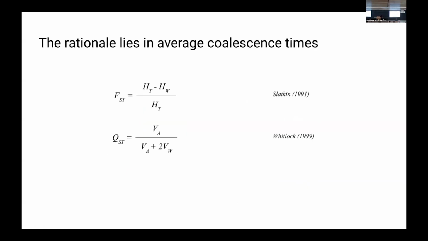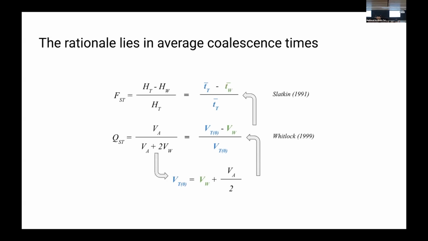So why would this happen? Well, if you look back at the theoretical literature on QST computations, you can find that the rationale lies in average coalescence times. There is a lot of literature pointing in that direction, and one informative one was from Mike Whitlock in 1999. He used a coalescence approach to prove that QST should be equal to Slatkin's coalescence FST.